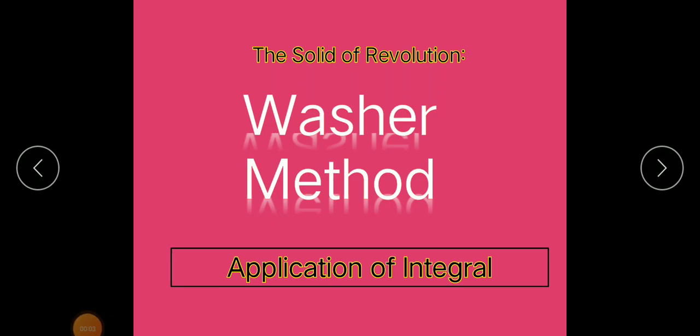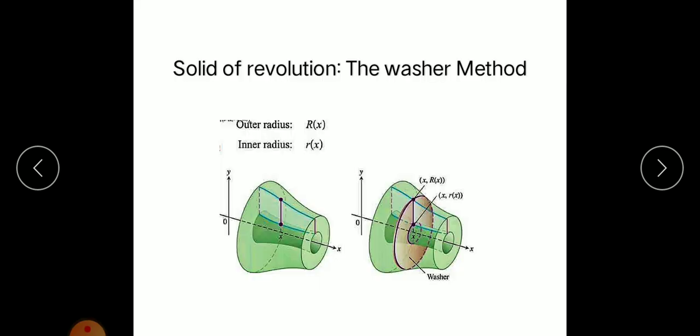For today's video, I will discuss the solid of revolution, the washer method. It is an application of integral. So this is now the figure of the washer method. As we can see, this is the x-axis and this is the y-axis, and this is the inner radius, r of x, and this is the outer radius, R of x, and this is the washer.